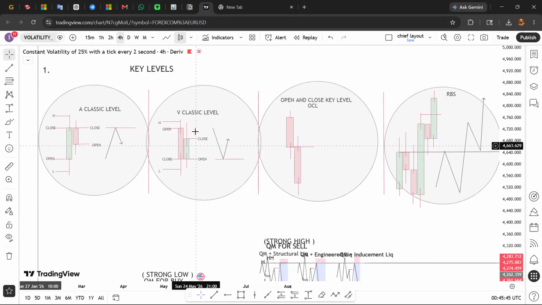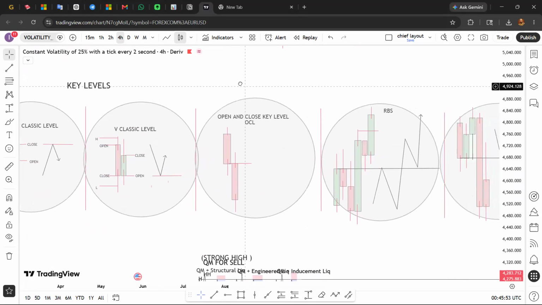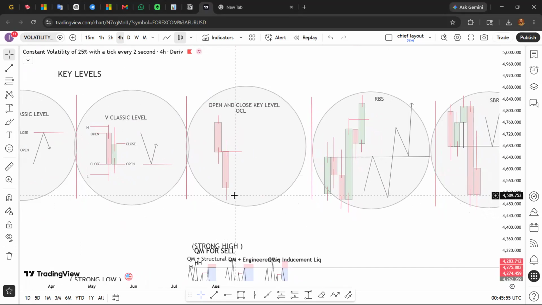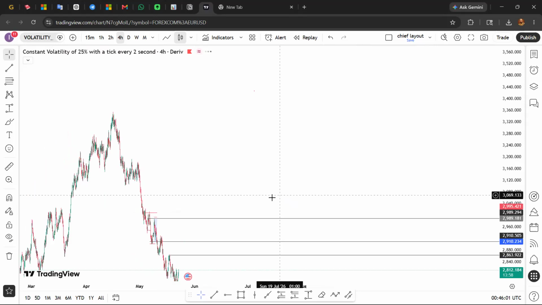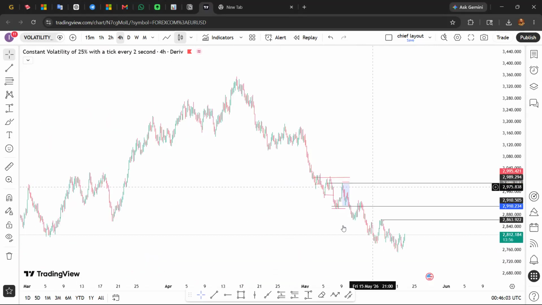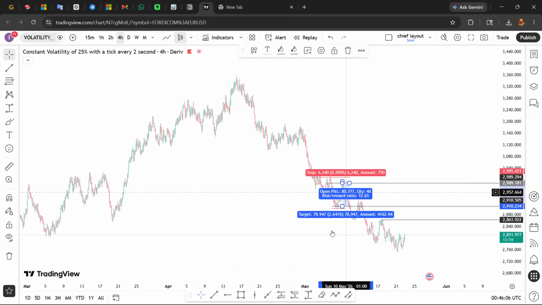Then we also have a V level, which consists of a bearish and a bullish candle. That's the V there. Then we have the open and close key levels. Let's go to the live chart and identify those key levels. Let me delete all the stuff here.